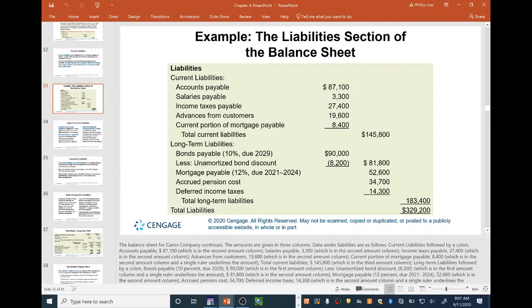And then by default, we have the long-term liabilities, right? Because anything that's not considered current liabilities is by default going to be long-term. Here we can see the bonds payable, less unamortized bond discount, mortgage payable, accrued pension cost, and deferred income taxes. Same thing that we did with the total current, we just sum them up on this line. Then we add the two together to get the total liabilities. So that's just how they're presented on the balance sheet.